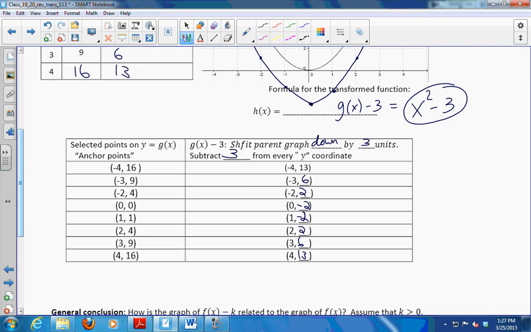Yeah, because I gotta subtract 2. You're right.